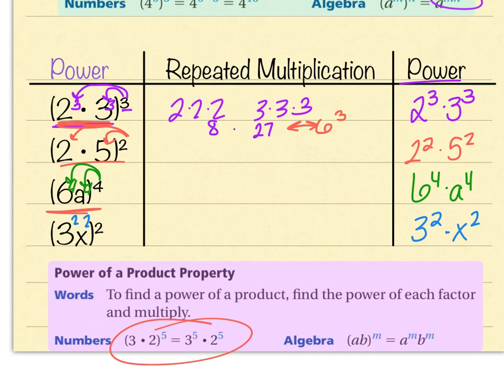And this is the power of a product property. So if you have more than one base in the parentheses that you're raising to a power, you just treat the exponent like it's working on both numbers, right? You have to distribute just like you see down here, right? Both numbers inside the parentheses get raised to whatever power that is.